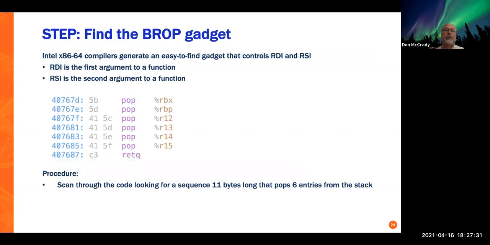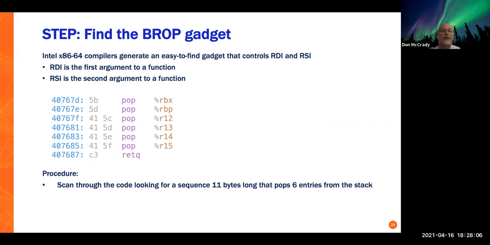So we've made a lot of progress so far, but we can't actually do anything until we can control registers. So that's the next step, is to find something called the BROP gadget. And that's something that lets us control the first 2 arguments to any function. All of what I'm talking about is very specific to x86 64-bit. As you may or may not know, the first argument to any function in that architecture is passed in the RDI register. The second one is passed in RSI.